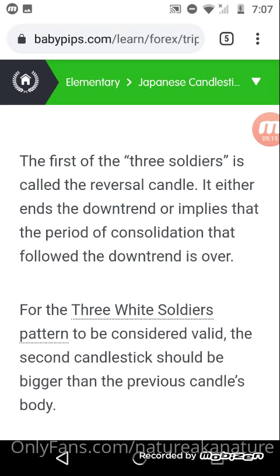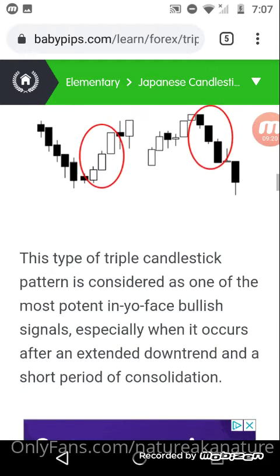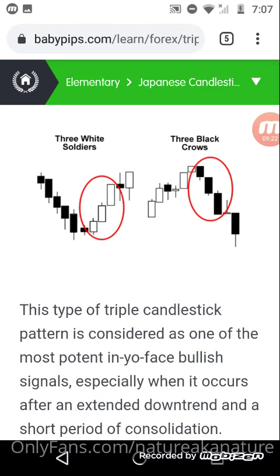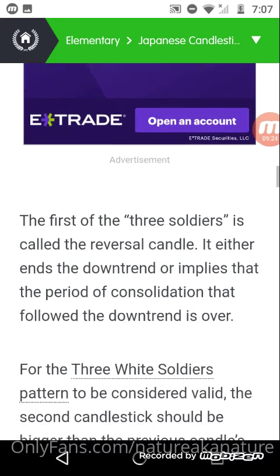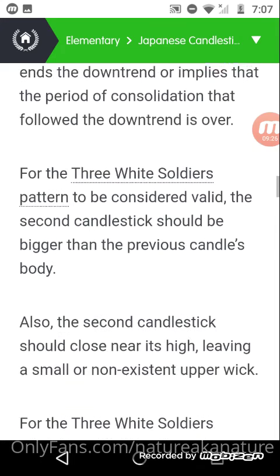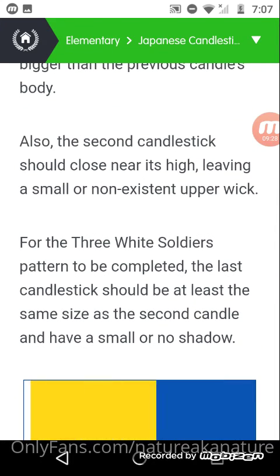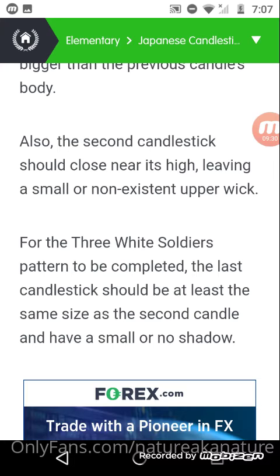And then the third candlestick, for the three white soldiers pattern to be completed, the last candlestick should be at least the same size as the second candlestick, or a little bigger. And it should have no wicks on it at all, or very, very small wicks.